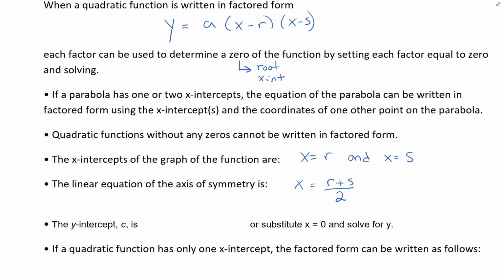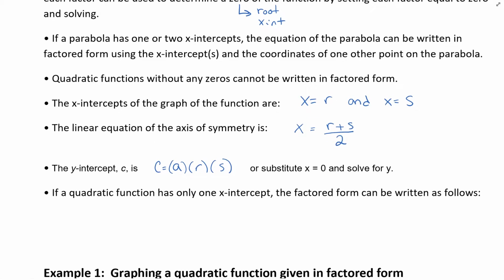If you want to find the y-intercept, which is c, what you're doing is multiplying a times r times s. So if you're given the equation in factored form and you multiply the coefficient a and the roots r and s, then you'll find the y-intercept. The other way is to substitute x as 0, and you'll end up doing the same thing.